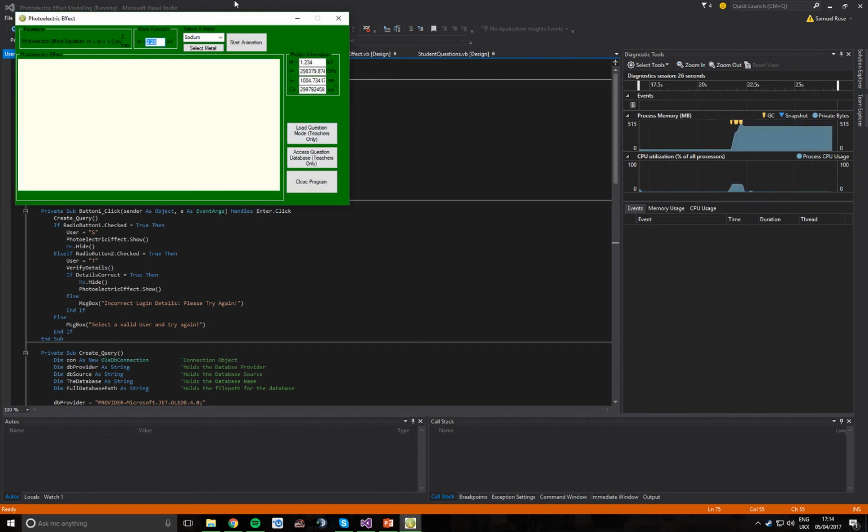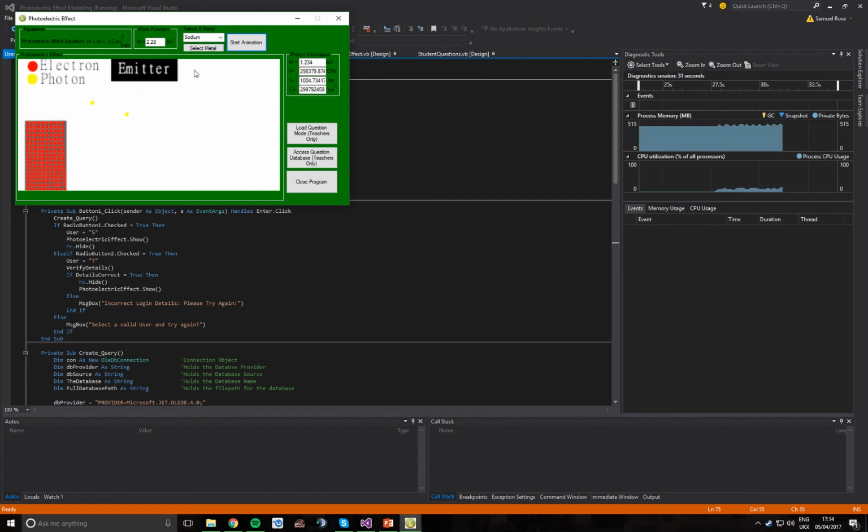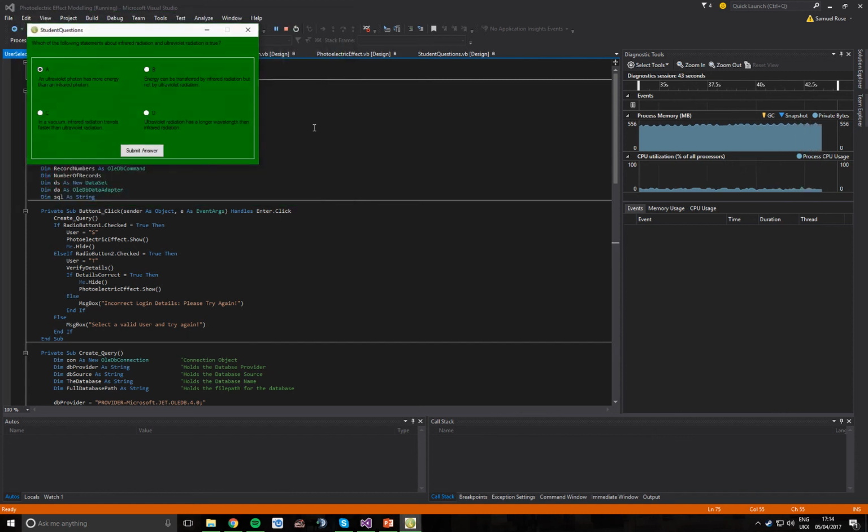In teacher mode, because it's not directly for student use, it's for the teachers to use as a teaching aid, you don't want questions to pop up at random moments which would interrupt the teacher's flow. So the teacher has direct control over when a question's asked. They click load question mode, it loads a question.